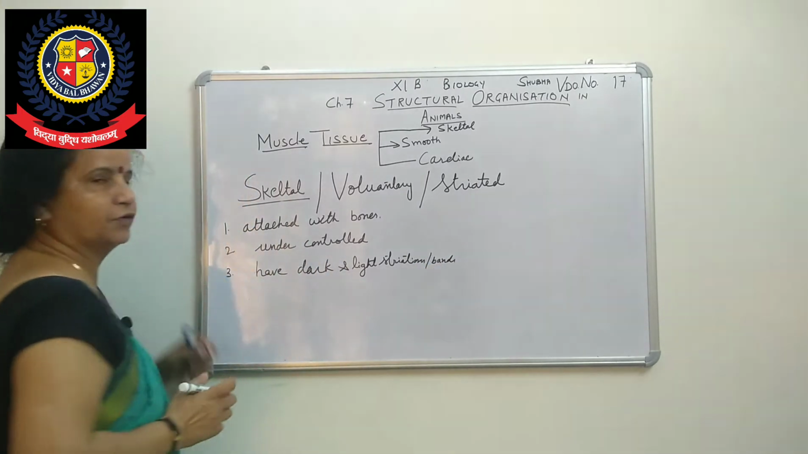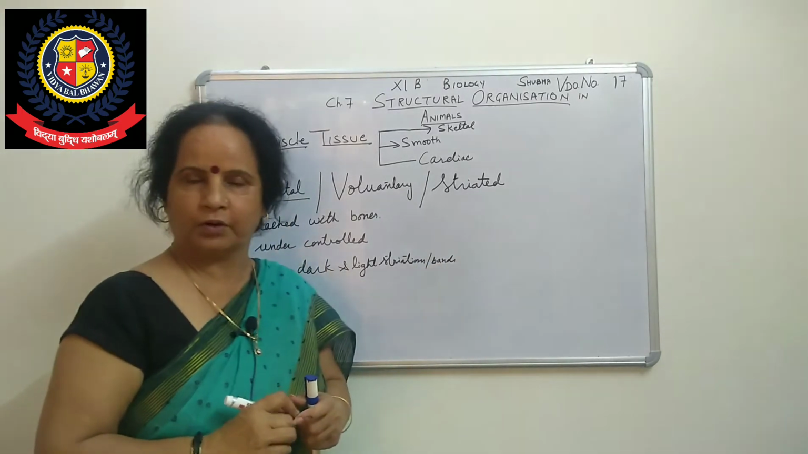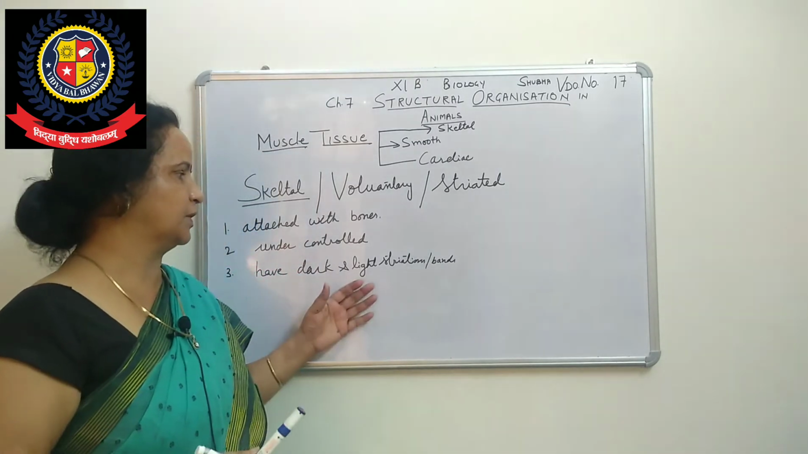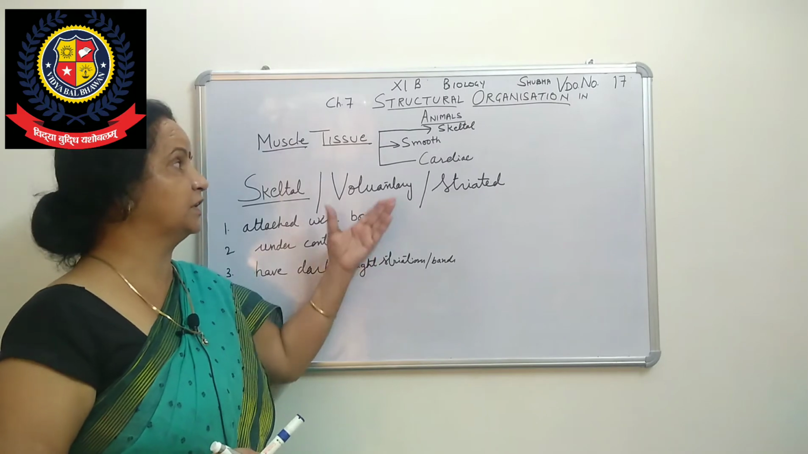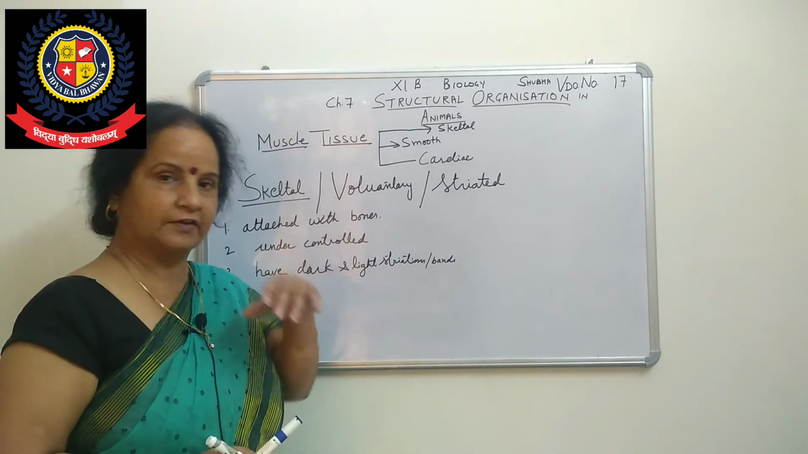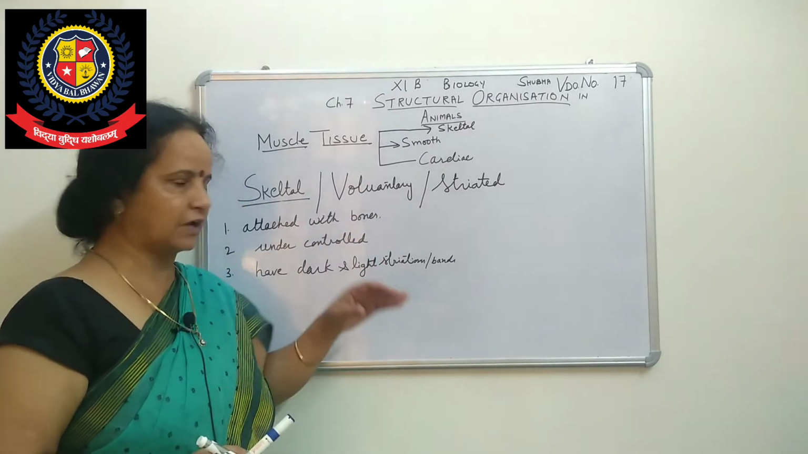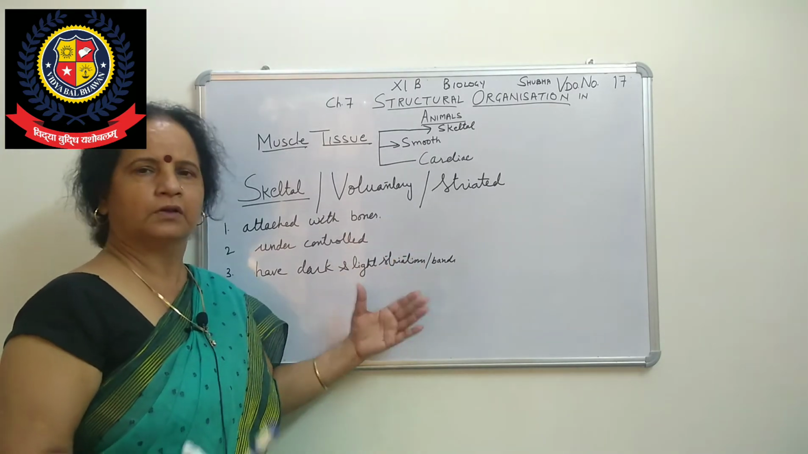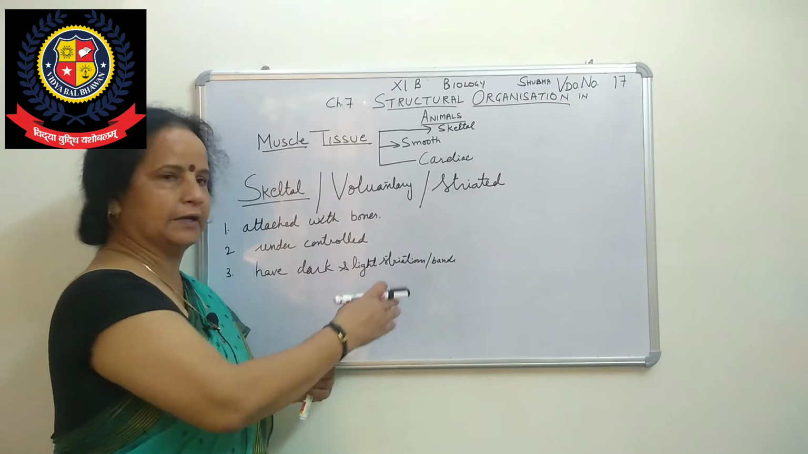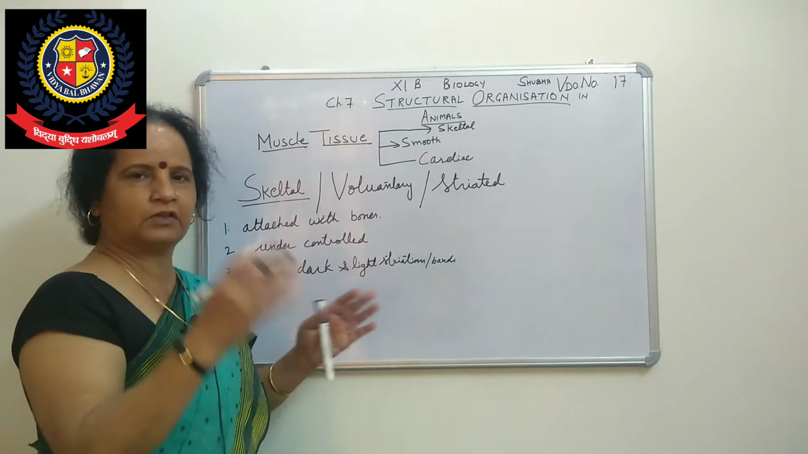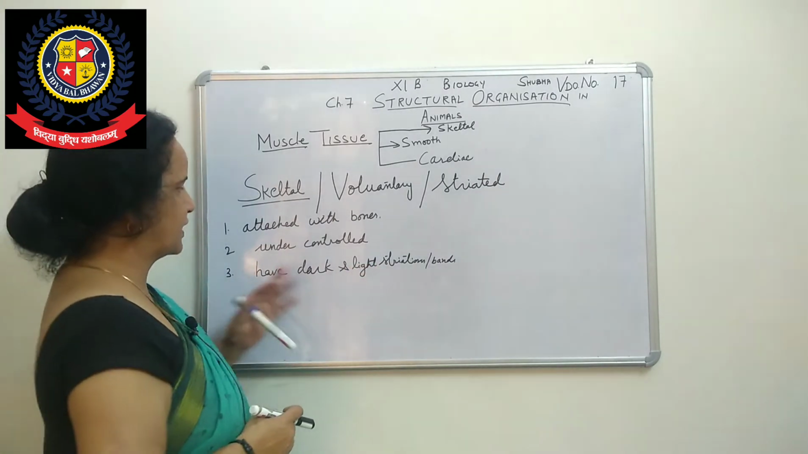Now, in human physiology, there is one chapter, locomotion and movement, where we will study the detailed structure of these muscles. There are different names, but in this chapter it is very brief. When we take human physiology, it will be in detail. So I am telling you only a few points now.